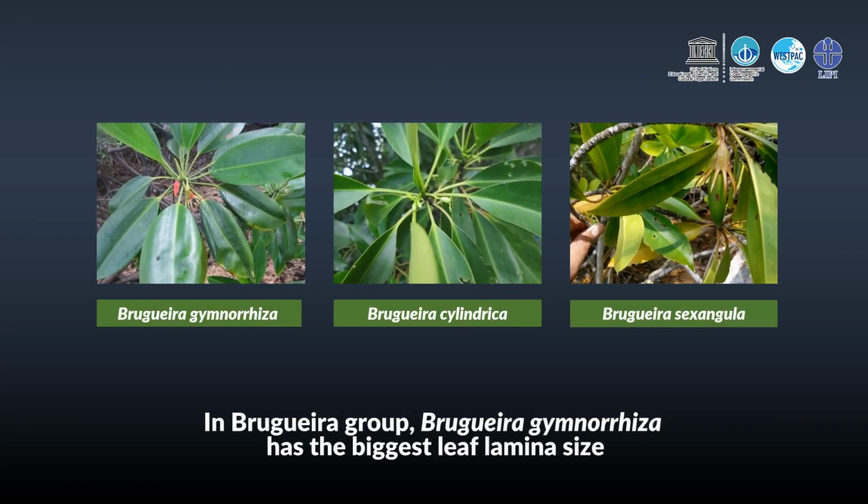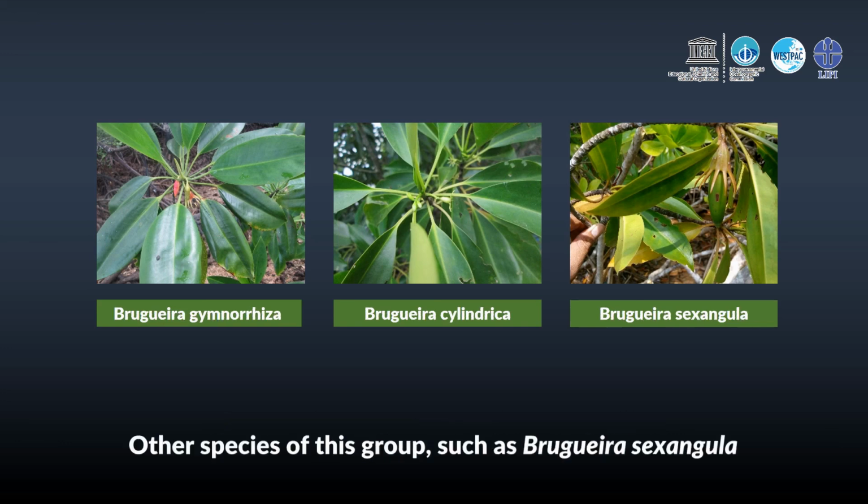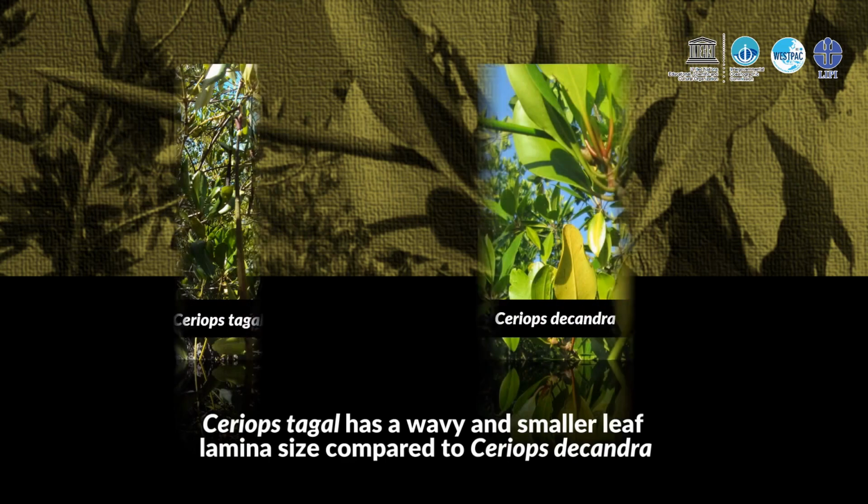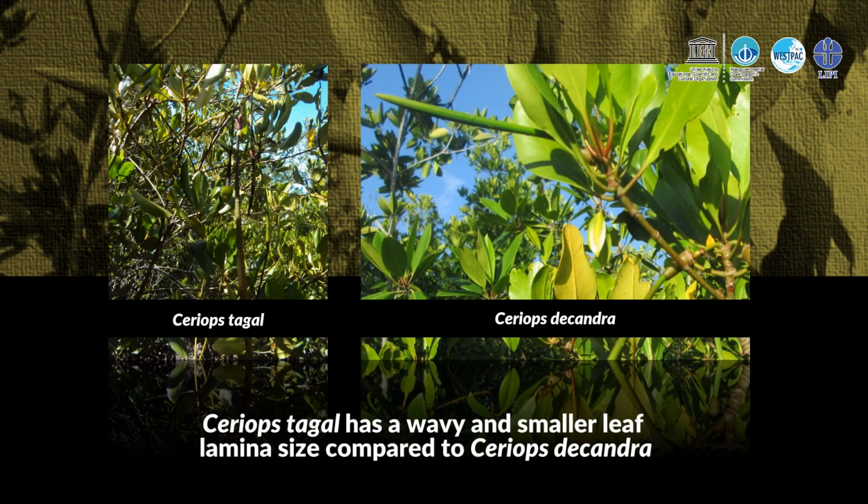In the Bruguiera group, Bruguiera gymnorrhiza has the biggest leaf lamina size. Other species of this group, such as Bruguiera sexangula, Bruguiera cylindrica, Bruguiera parviflora, and Bruguiera exaristata, have an almost similar leaf size but smaller compared to Bruguiera gymnorrhiza. Ceriops tagal has a wavy and smaller leaf lamina size compared to Ceriops decandra.